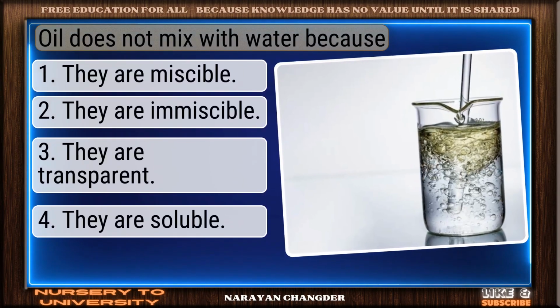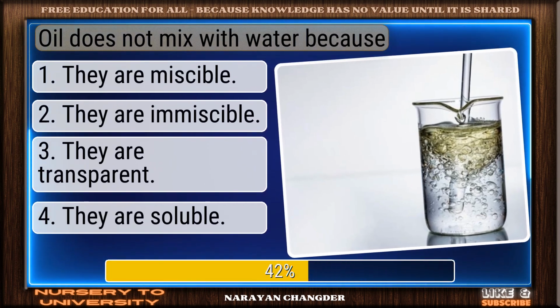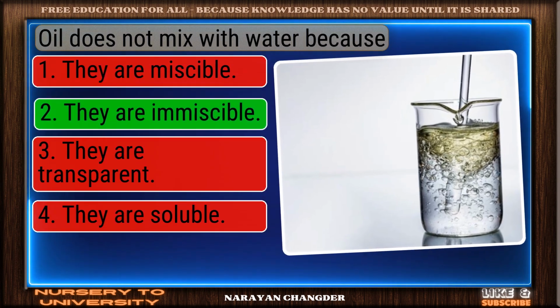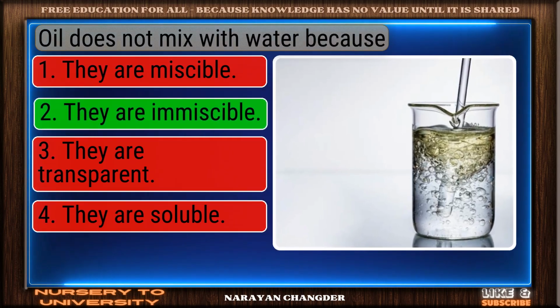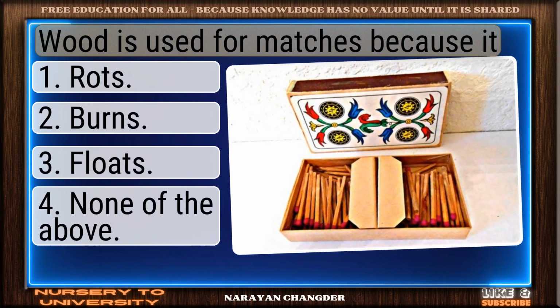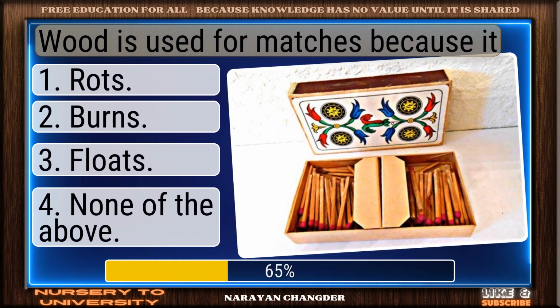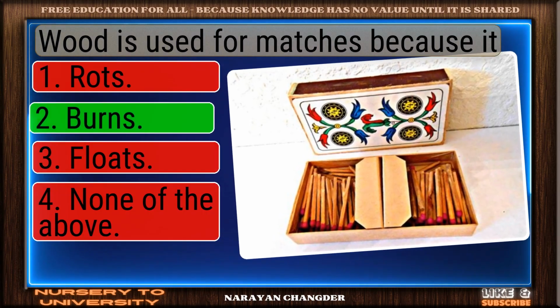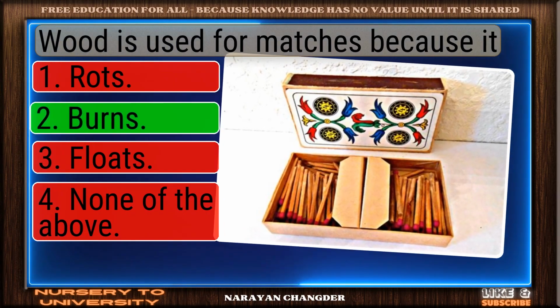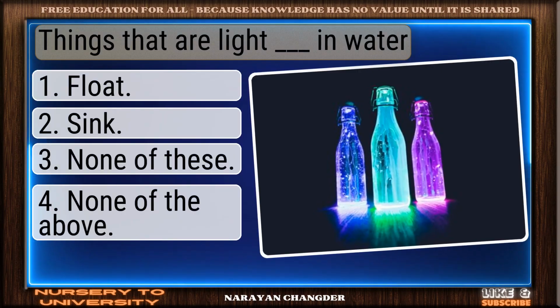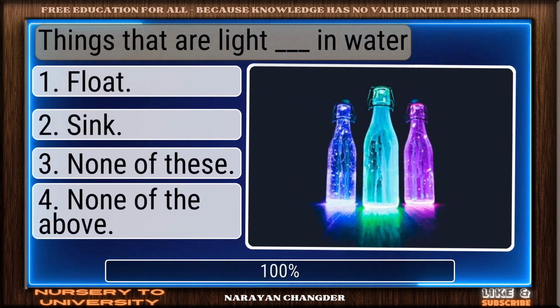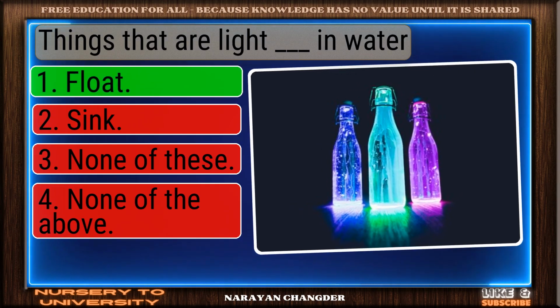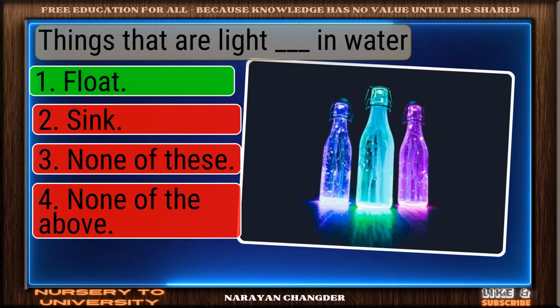Oil does not mix with water because... You got it. Your choice, they are immiscible, is right. Wood is used for matches because it... Perfect. Burns is the correct choice. Things that are light dash in water. Nice work. You chose float, and it is correct.